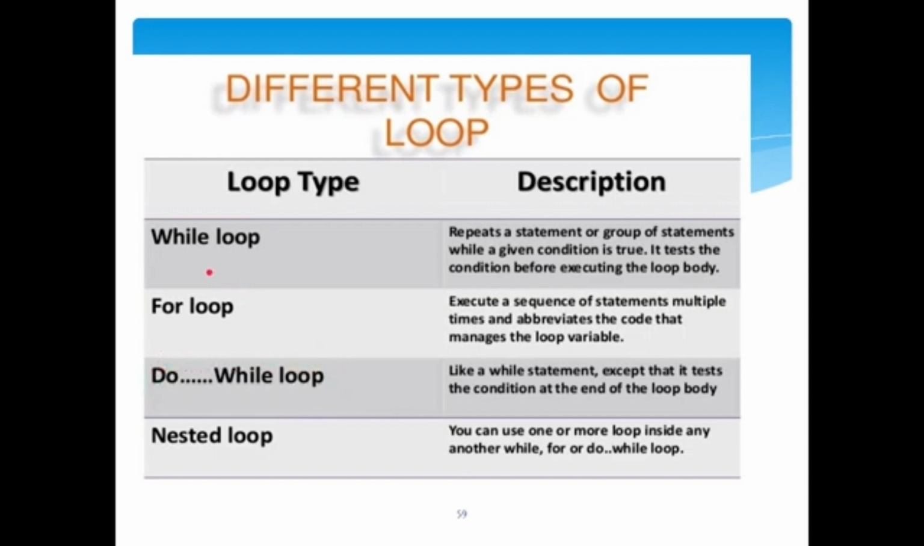And what is do while? Do while is different from while loop and for loop. It is similar to while loop, but the condition is tested at the end of the loop body. Nothing but after the loop body is executed, the condition will be tested. That is the significance of do while loop. And nested loop, as I said, is a loop inside a loop: one or more loops inside another while, for, or do. This is about different types of loops.